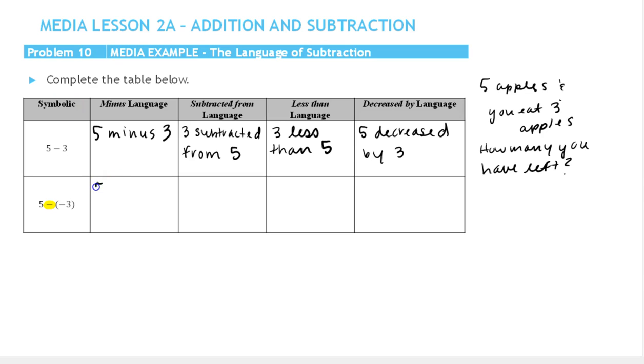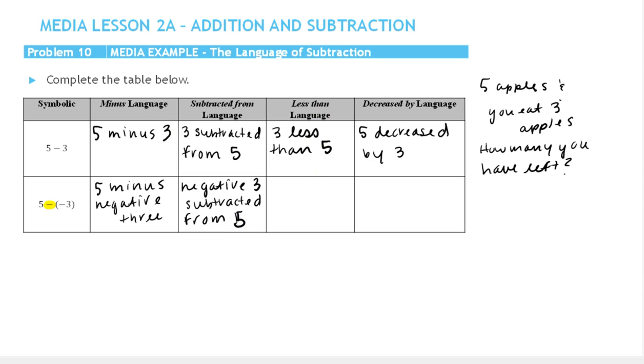So here we have 5 minus negative 3. So the minus corresponds to the subtraction, and the negative corresponds to the sign of the 3. Now subtracted from language, that would be negative 3 is being subtracted from positive 5 or just 5.